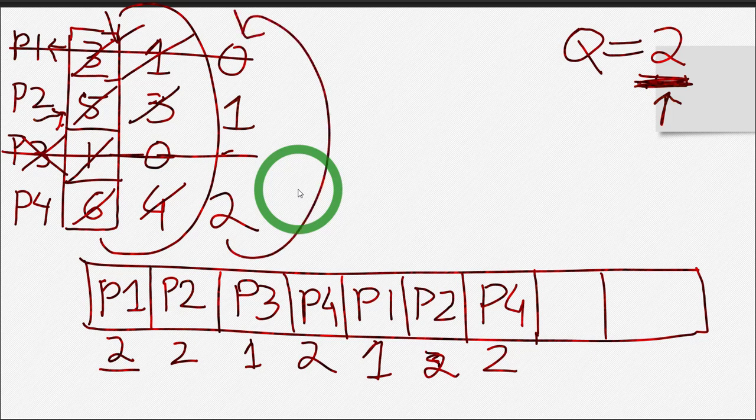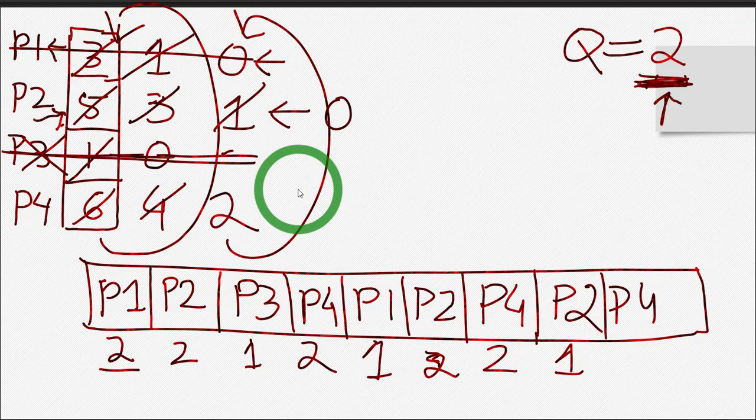Again, we don't have P1 here. It's gone. So we have P2 now. So P2 will run and take the CPU for 1 unit of time. So it will be 0 now. The next process is not P3. P3 is gone. We have P4. So P4 will run now, and it has the service time of 2. 2 minus 2 is equal to 0. Now all the processes are gone.